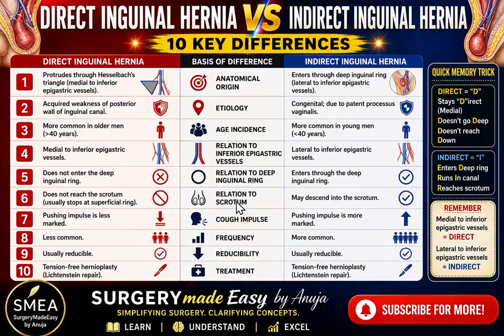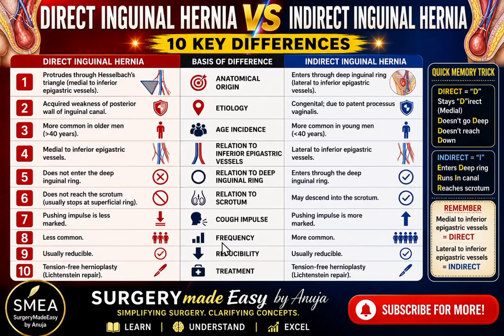The relation to scrotum, the direct inguinal hernia does not reach the scrotum and it usually stops at the superficial ring. The indirect inguinal hernia will trespass the inguinal canal and may descend further into the scrotum. Cough impulse is more marked and pronounced in the indirect inguinal hernia. It is present in direct inguinal hernia, however, it is not so well marked.